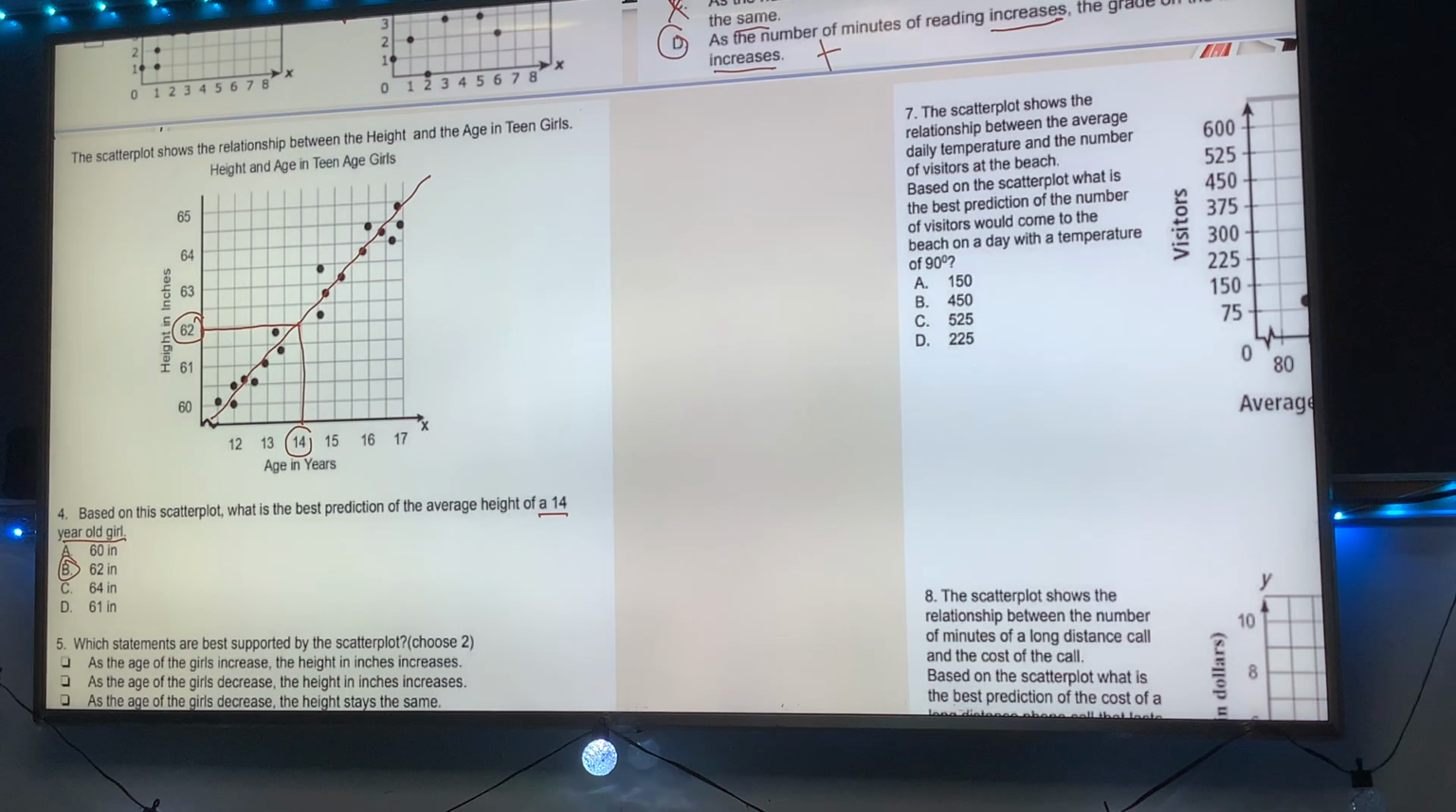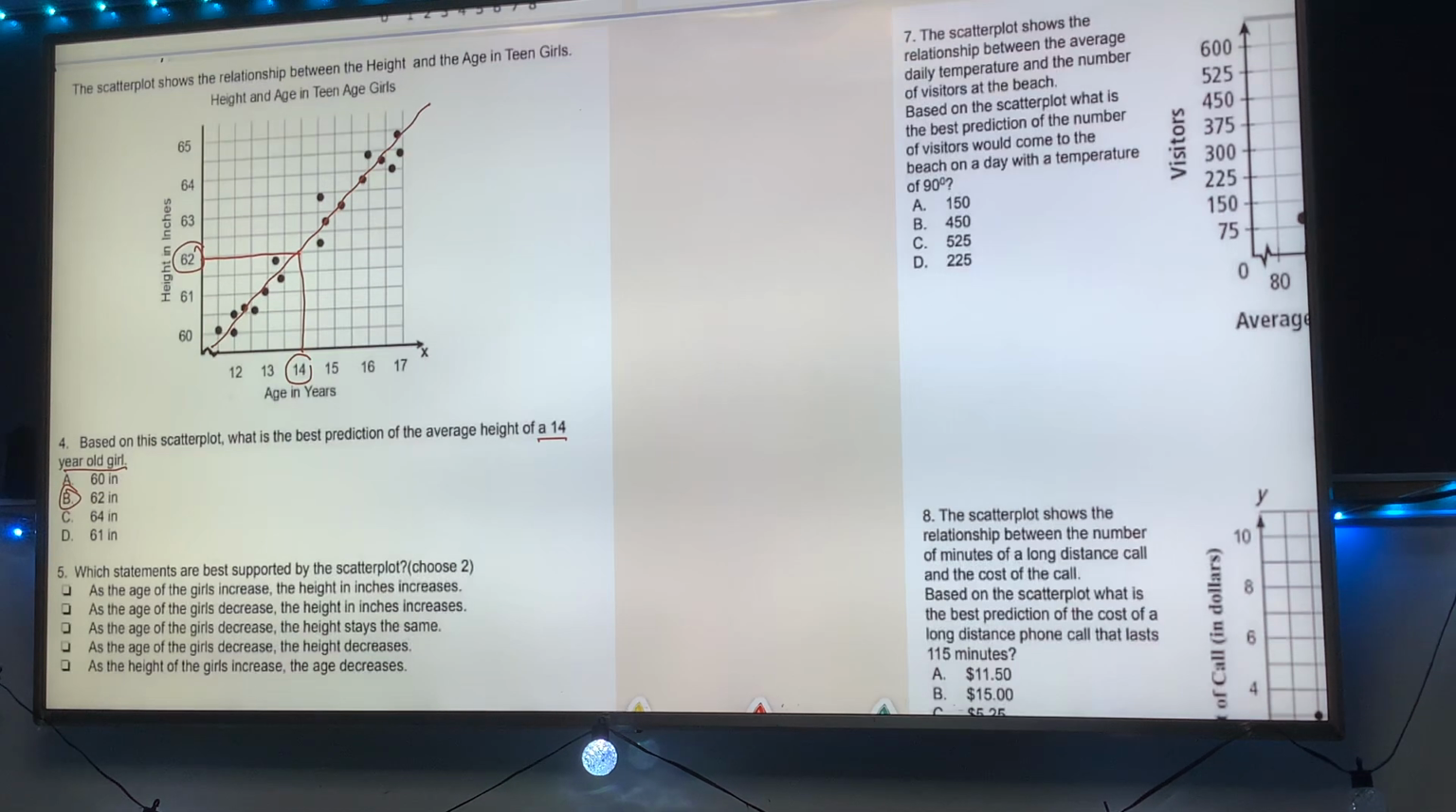We actually did this when we were reading graphs, so it's nothing different. The only thing you must do is draw your best fit line first, and be careful when you draw your best fit line. So as we're looking at number 5, which statements are best supported by this scatter plot? Choose 2. Okay, so it is a positive slope. So I know I need increase and increase.